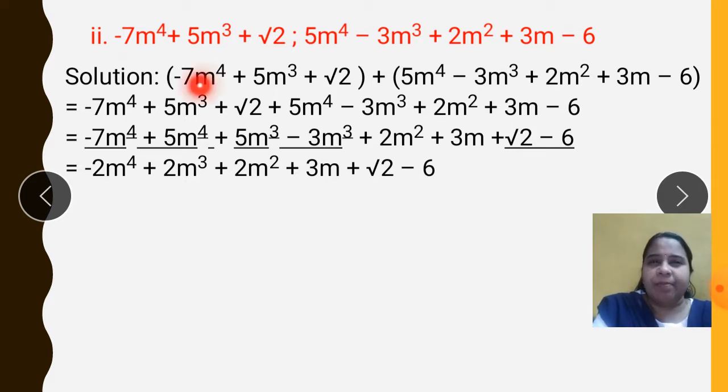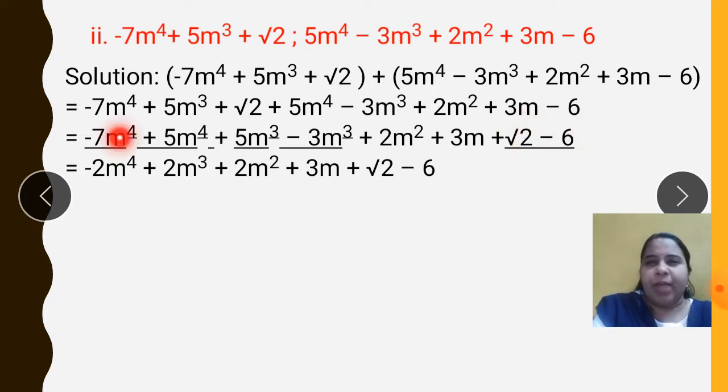See, first step, you need to remove this sign and put a plus sign. Put the things in bracket. Next step, no sign will change because there is a plus sign here. So write both the polynomials as it is. Next step, what you have to do is you have to write in descending order. So minus 7m raised to 4 plus 5m raised to 4 together, plus 5m cube minus 3m cube together, plus 2m square, there is no like term, so as it is, plus 3m as it is, and these numbers together, root 2 minus 6. Now this cannot be further simplified as this is a surd and this is a whole number, so leave it as it is.